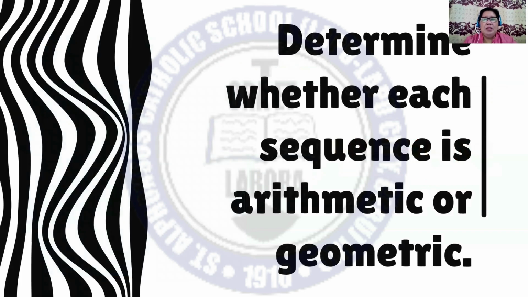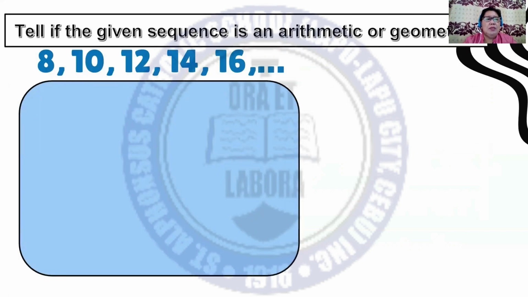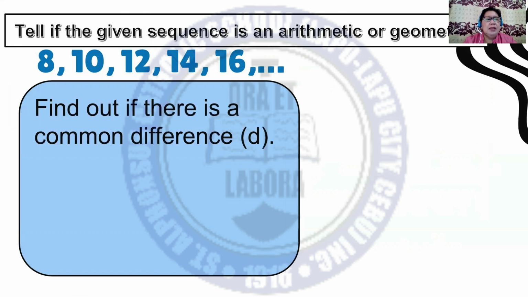Next, determine whether each sequence is arithmetic or geometric. So, given the terms of the sequence 8, 10, 12, 14, 16, and so on, let us try to find out if there is a common difference. 10 minus 8 is 2.